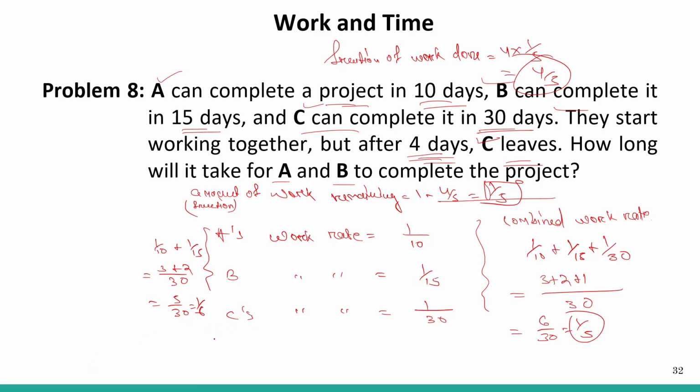Okay, so the extra time needed for A and B to finish the project is the remaining amount of work divided by the work rate. So 1 by 5 whole by 1 by 6 is equal to 6 by 5. This many days they will need to complete the project. So let's see the step-by-step solution.